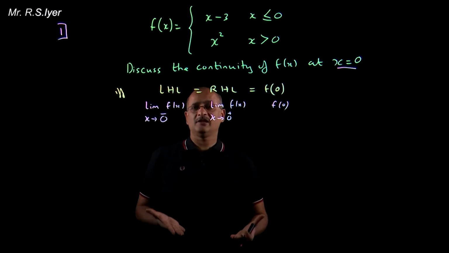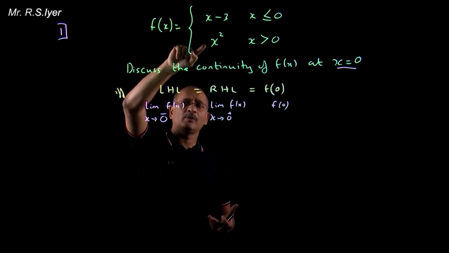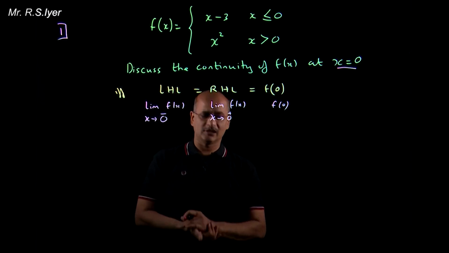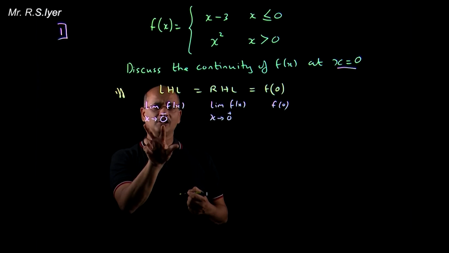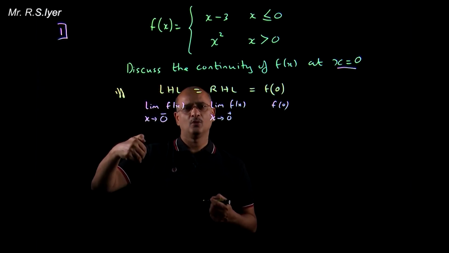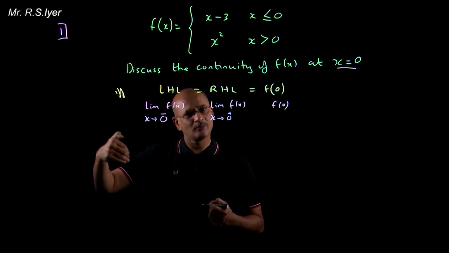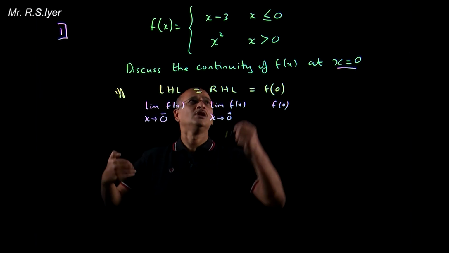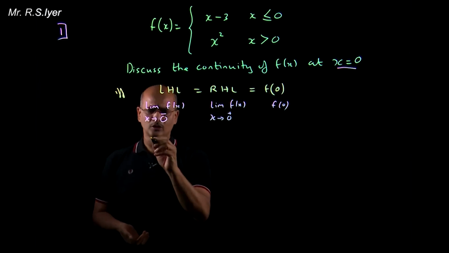you go to the next case: what is the function? There are two functions, one is x minus 3, one is x square. Which function will you consider? Let us take 0 minus. Now 0 minus means left of 0, which means less than 0. So for less than 0, which function is valid? x minus 3. So let us proceed.